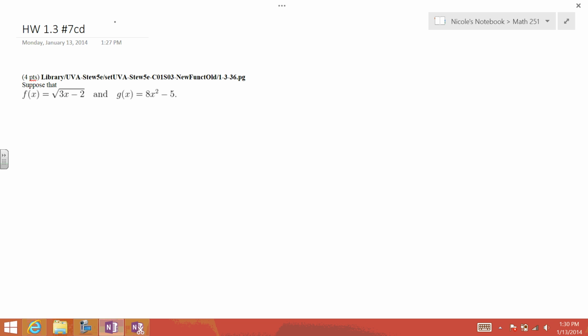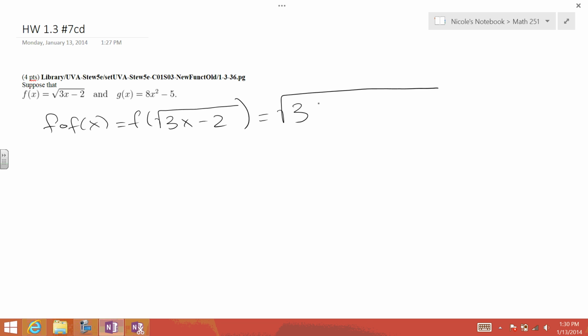All right, so here's the second half of that homework problem. This will be parts C and D. So the first one we want to find is f of x. So in this case, that's going to be f of square root 3x minus 2. So that is square root of 3, and now I see an x, so I put in square root 3x minus 2, minus 2. And there's really not much you can do to simplify that. That's pretty much as good as it's going to get.